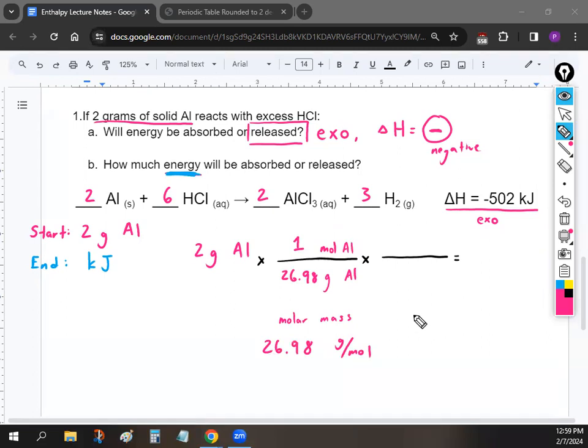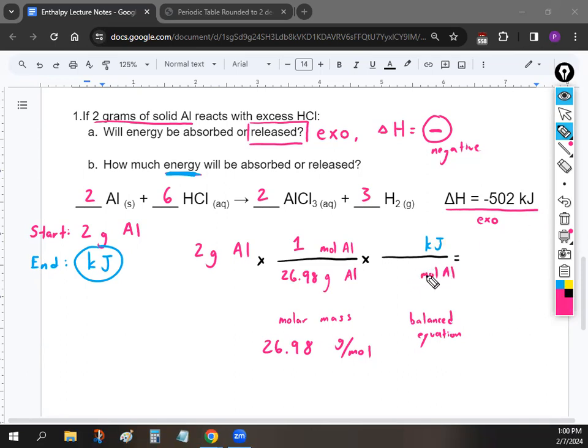Okay, the second fraction is also similar to regular stoich. You're going to get the numbers from the balanced equation. So on the bottom, we're going to put moles of Al. But since we want to end up with kJ, we're going to put kJ on the top.